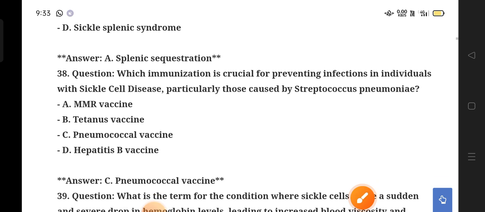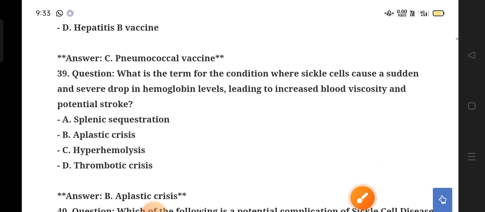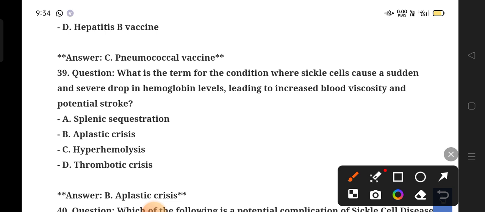Next one is, which immunization is crucial for preventing infections in individuals with sickle cell disease, particularly those caused by Streptococcus pneumoniae? Option C, pneumococcal vaccine. Next one is, what is the term for the condition where sickle cells cause a sudden and severe drop in hemoglobin levels, leading to increased blood viscosity and potential stroke? Option B, aplastic crisis.